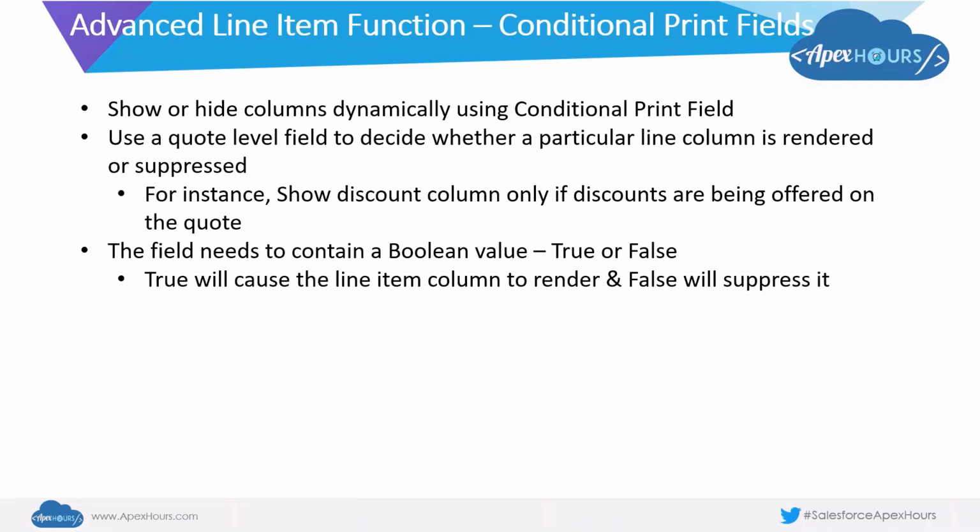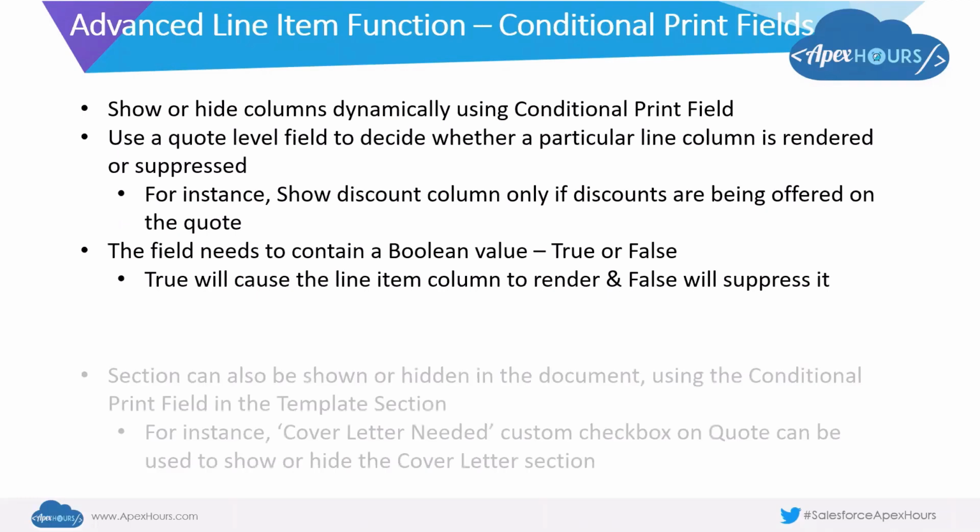And if this checkbox is set to false, then this column is going to be suppressed. It will not be shown on your code document. So the only thing that you need to notice, this field needs to contain a Boolean value. It should be a true or false, because a true is going to cause the line item column to render and the false is going to suppress it.